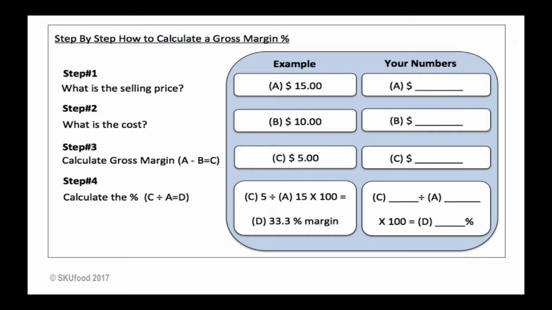And step three, we want to calculate that gross margin. So we're going to take A, which is $15, minus B, our cost, which is $10, and the difference is $5, which is our gross margin. To calculate the gross margin percent, we take C, which is the gross margin, which is $5. We're going to divide it by the selling price, which is $15, and we're going to multiply by 100, and it's going to give us the percent. So it's 33.3% margin. So if our selling price is $15 and our cost is $10, then our gross margin percent is going to be 33.3%.